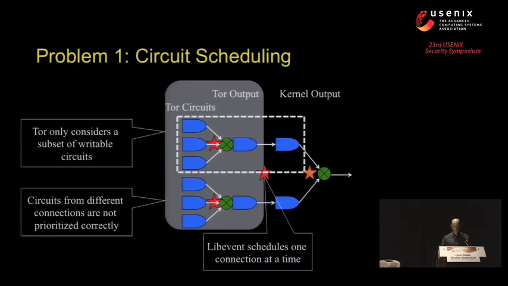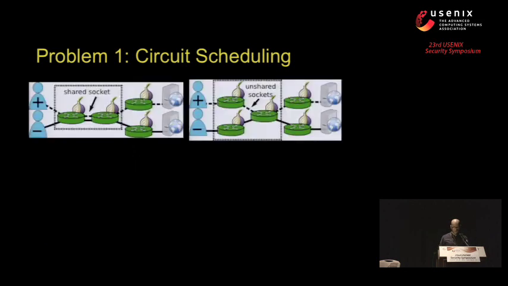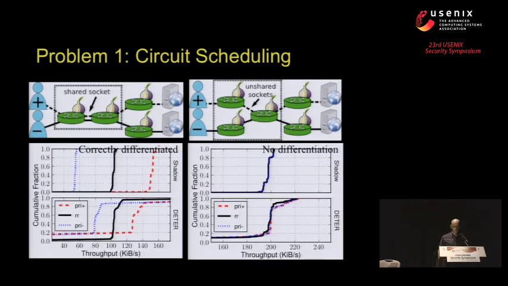Okay? So to understand how this was happening, we set up a very small-scale experiment using Shadow. And I'm not going to get into the details in depth. Just want to note that we set up this situation where 2 circuits shared the same socket and where 2 circuits did not. And in the case where they do not share the socket, we would expect no differentiation in performance based on the circuit scheduler. And when they share a socket, we would expect this to work correctly. And we confirmed our hypothesis here.